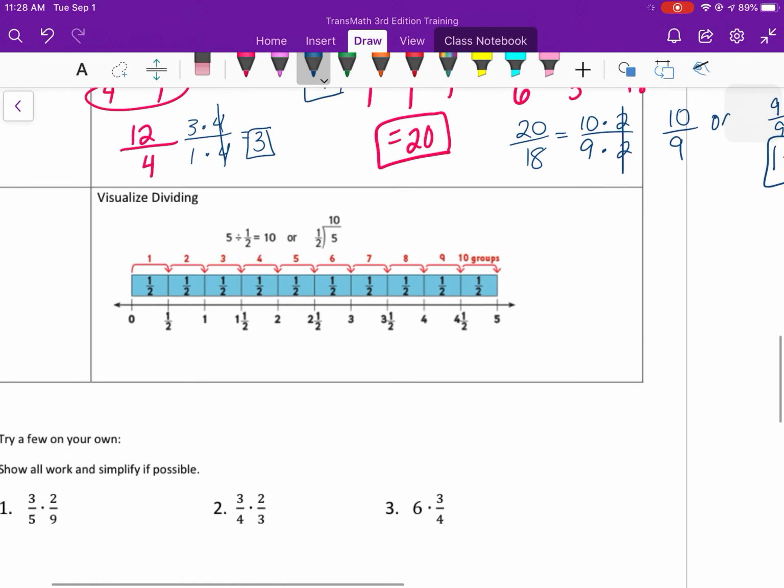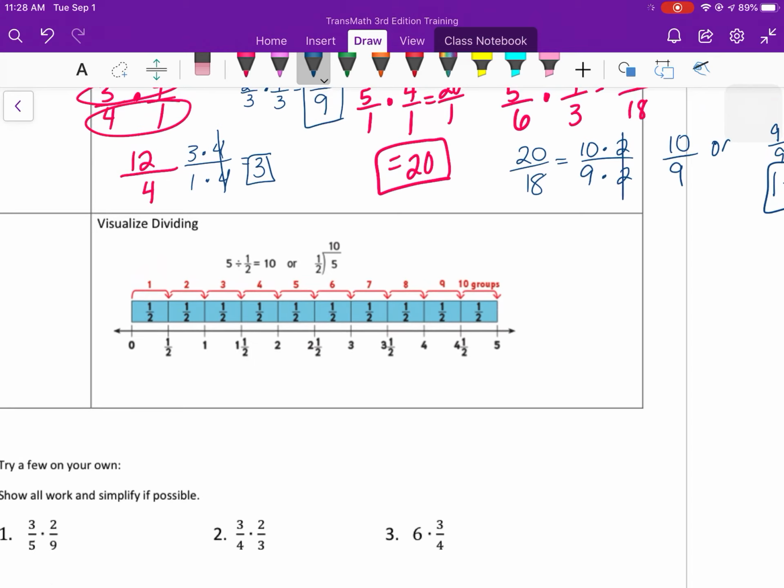Just to kind of understand dividing by a fraction, it's a little bit different than dividing by a whole number, so I put a visual here for you to see how that works. Because when you do 5 divided by a half, you get 10. Remember that 5 over 1 divided by 1 over 2 would be the same thing as 5 over 1 times 2 over 1, which gives you 10.